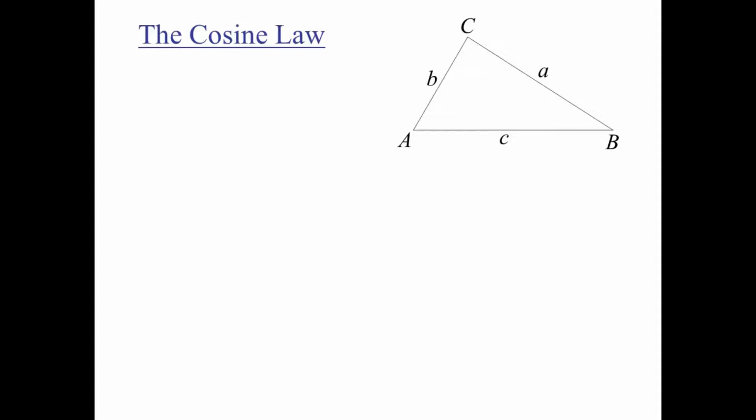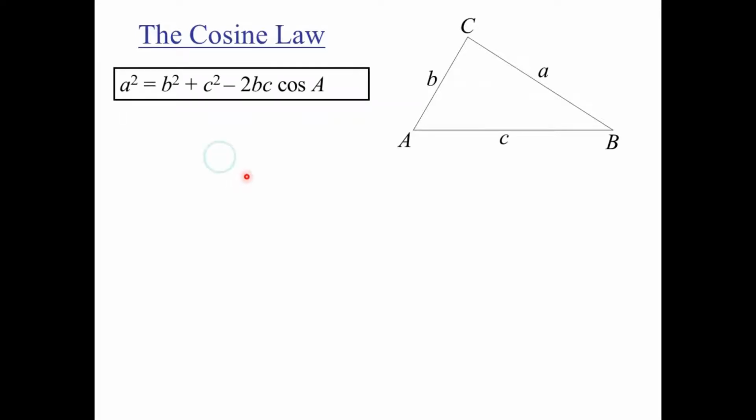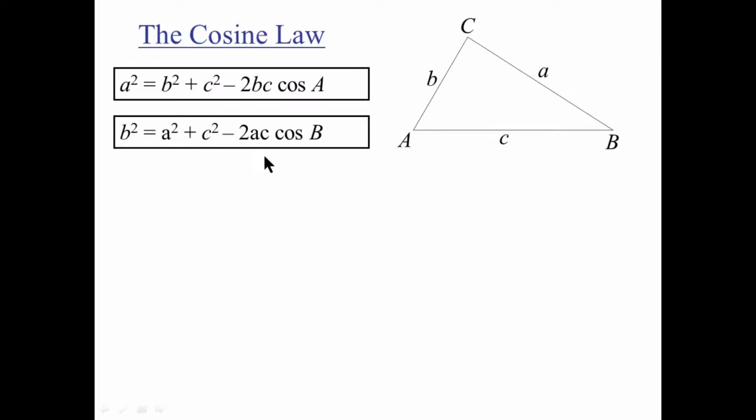And what we learn is that the cosine law is a little journey that goes across this triangle. For example, a squared equals b squared plus c squared minus 2bc cos a. It's a little journey across the triangle that starts at a side and ends across the triangle at that angle. Or we could say b squared equals a squared plus c squared.